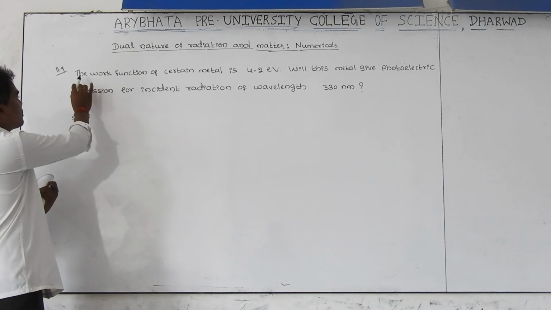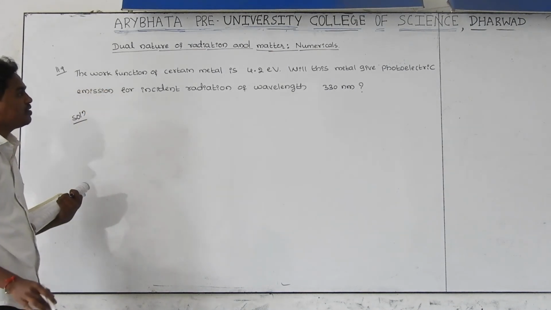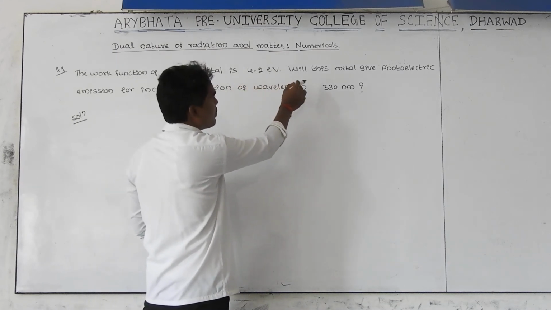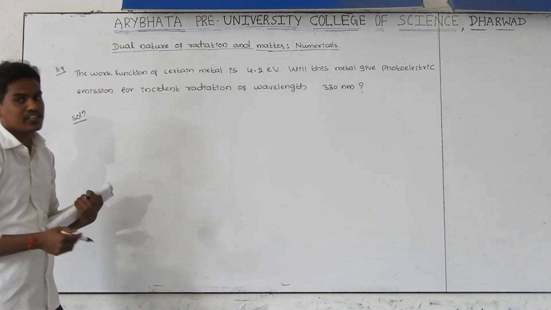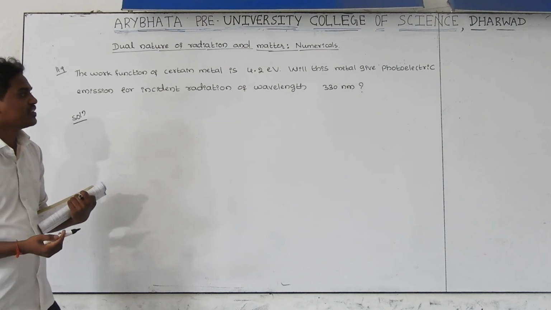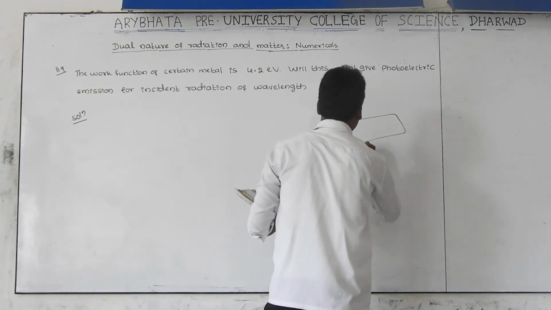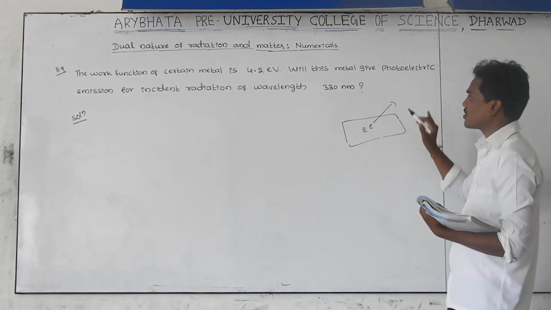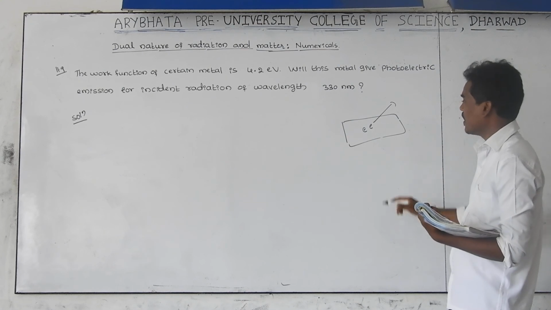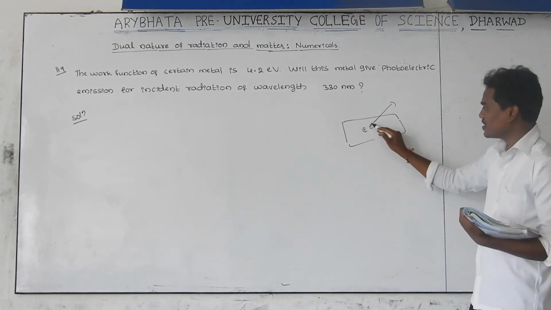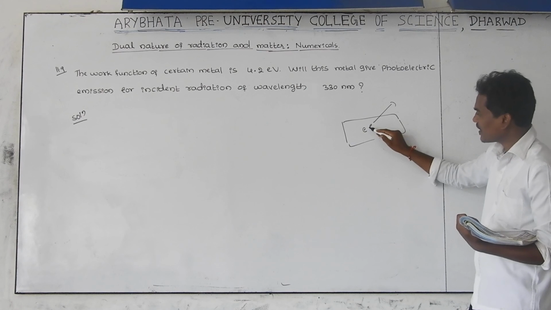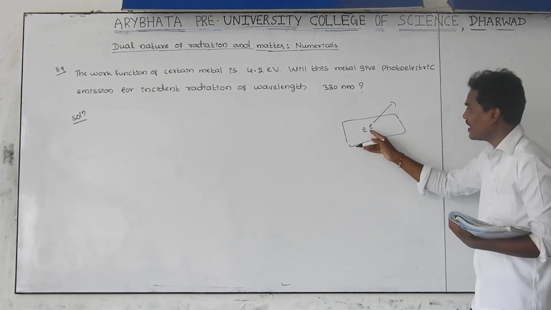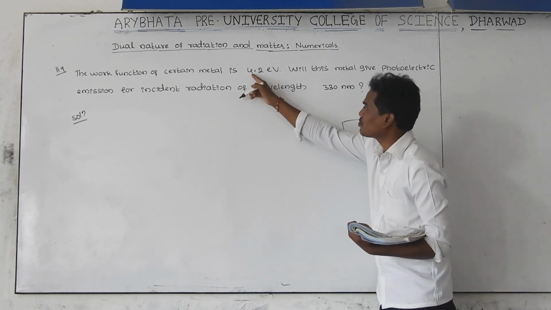And this one is exercise 9. The work function of a certain metal. We don't know the metal name, but its work function he has given, that is 4.2 electron volt. Will this metal give photoelectric emission for the incident radiation of wavelength 330 nanometer? Let us consider this is the metal. Our intention is to emit the electron from the surface of the metal, and the work function means the minimum energy required by the electron to be taken from the surface of the metal, that is 4.2 electron volt.